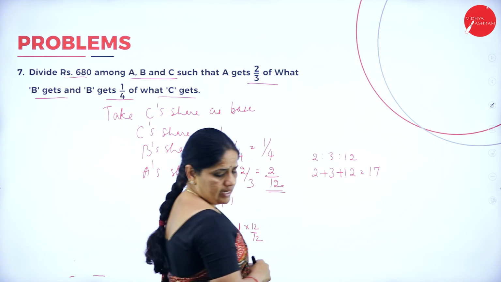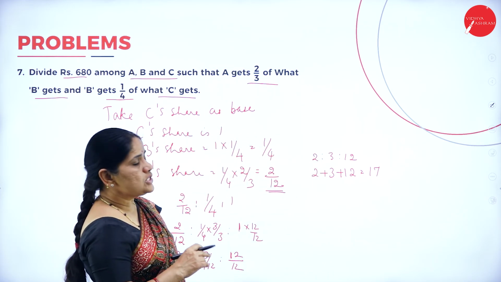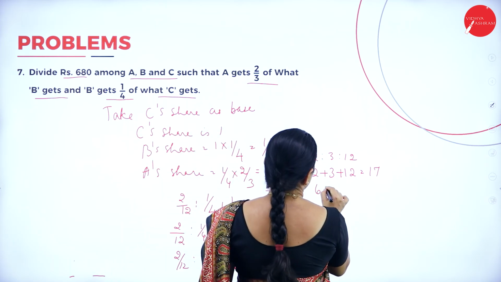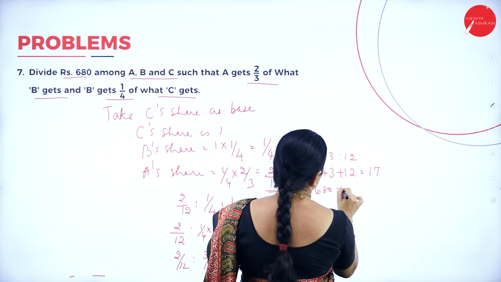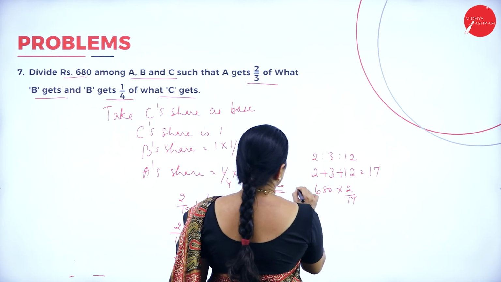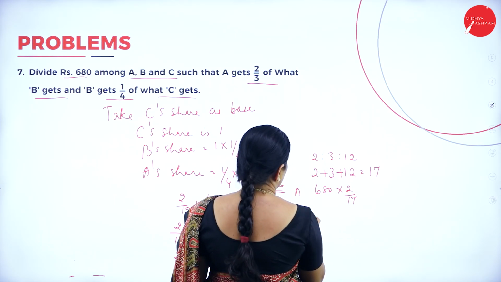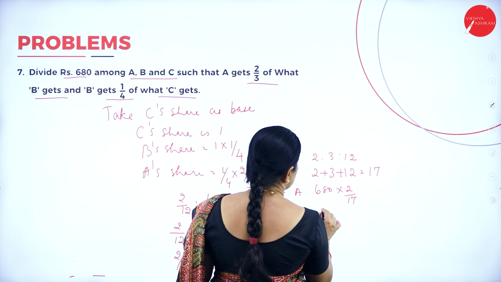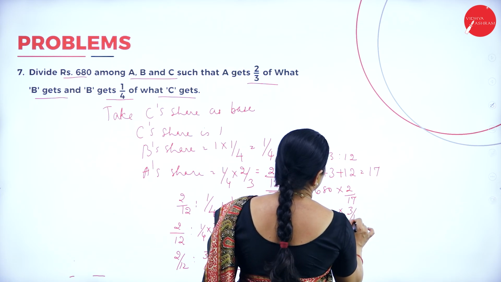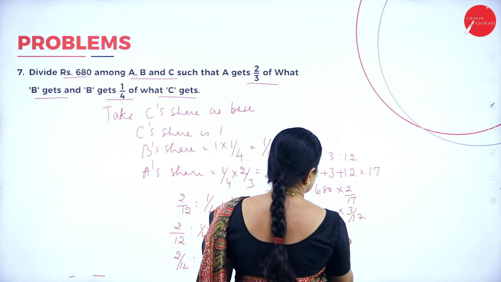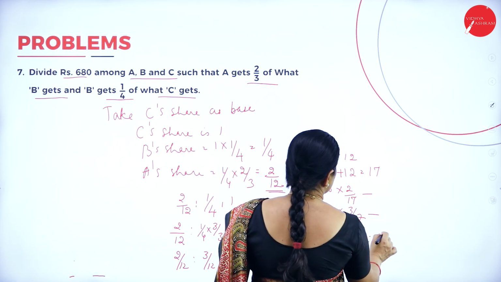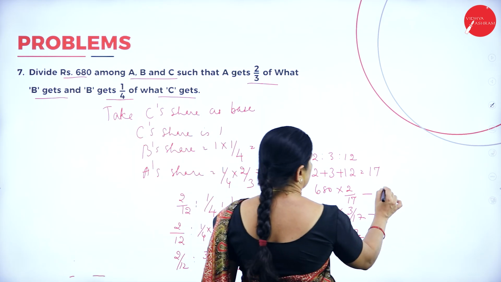So, when I divide 2:3:12 equals 17, I get 680 into 2 by 17. So this will be A's share, then B, then C. 680 into 3 by 17, 680 into 12 by 17.